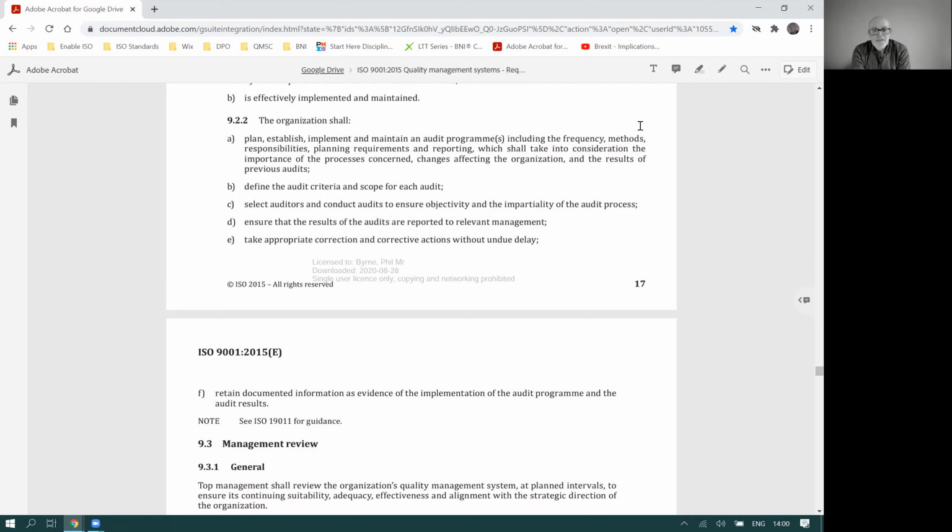Point D, ensure that the results of the audits are reported to relevant management. So that's basic. Internal audit functions must report into top management, and it can't be that the report gets blocked along the way. E, take appropriate correction and corrective actions without undue delay.